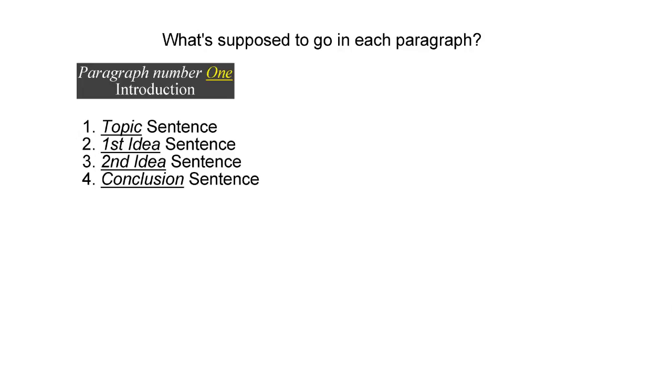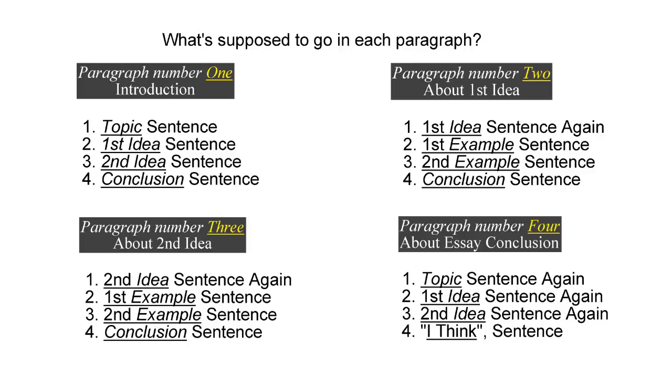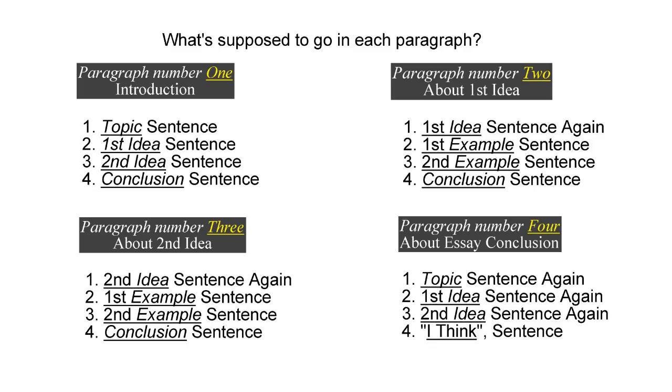First, you'll need to know exactly what's supposed to go in each paragraph. Paragraph number 1, paragraph number 2, paragraph number 3, and paragraph number 4. You can't just write anything you feel like writing in these paragraphs. There's an order and a structure to each of them. Here's the 4-paragraph outline I'm going to use for this essay. It consists of 4 paragraphs where each paragraph consists of at least 4 sentences.